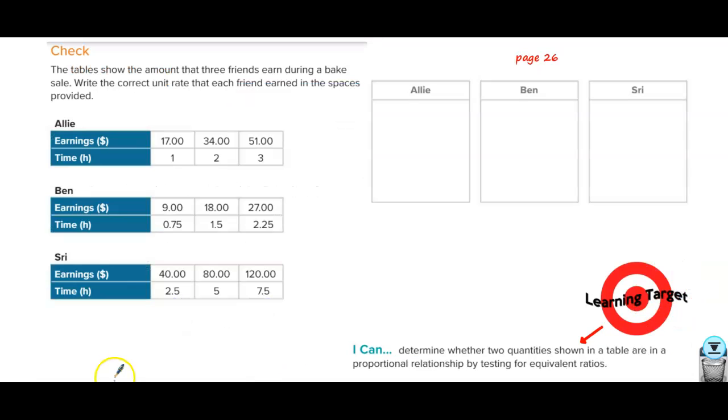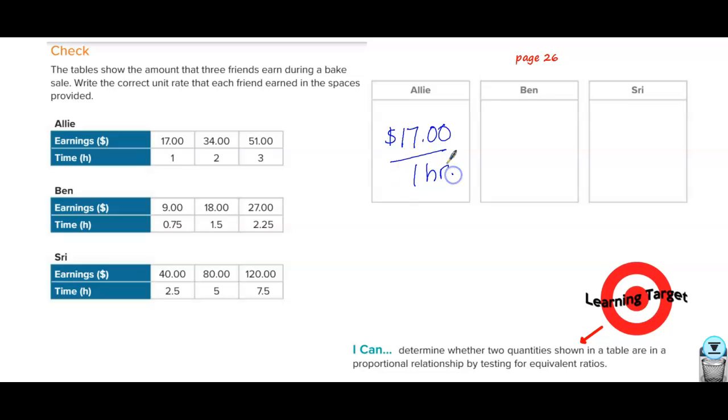Okay, so we have 3 friends earning money during a bake sale, okay? And they're getting paid by the hour. Now, in the first example here, Allie, they have given you the constant of proportionality or the unit rate. It's 17, okay? Because they've given you 1 hour, all right? They saved you some time there. So, Allie is making $17 for 1 hour.